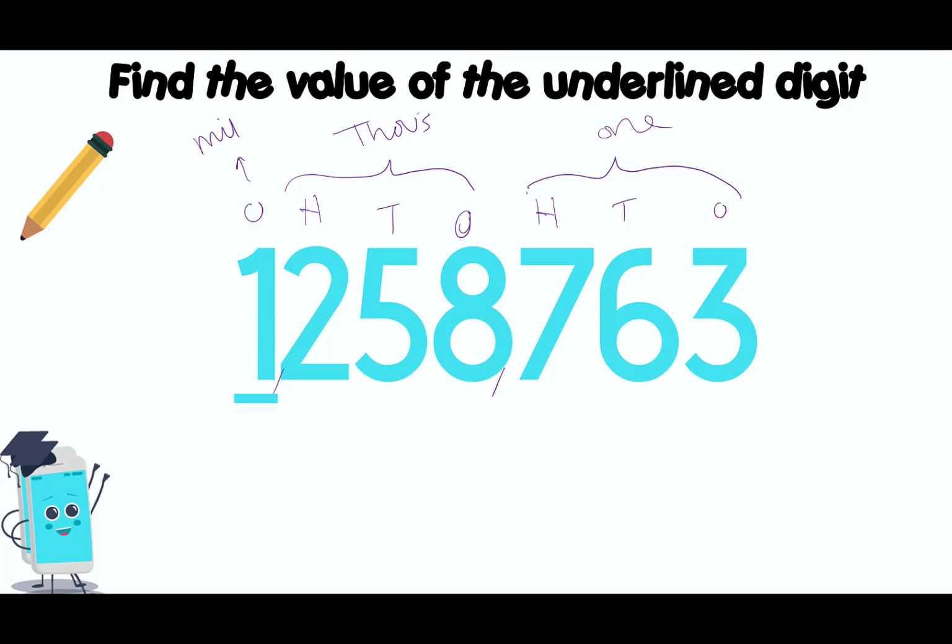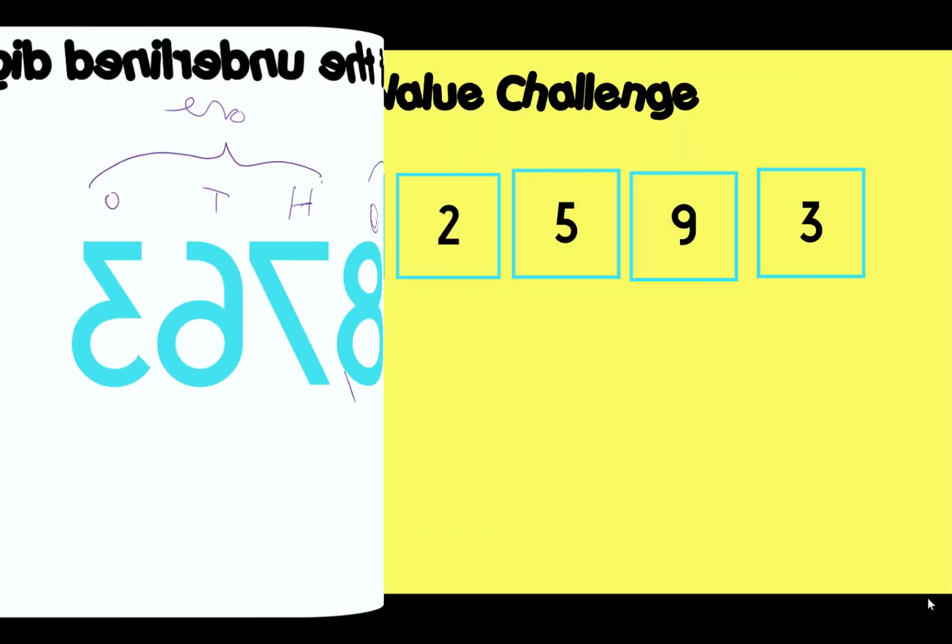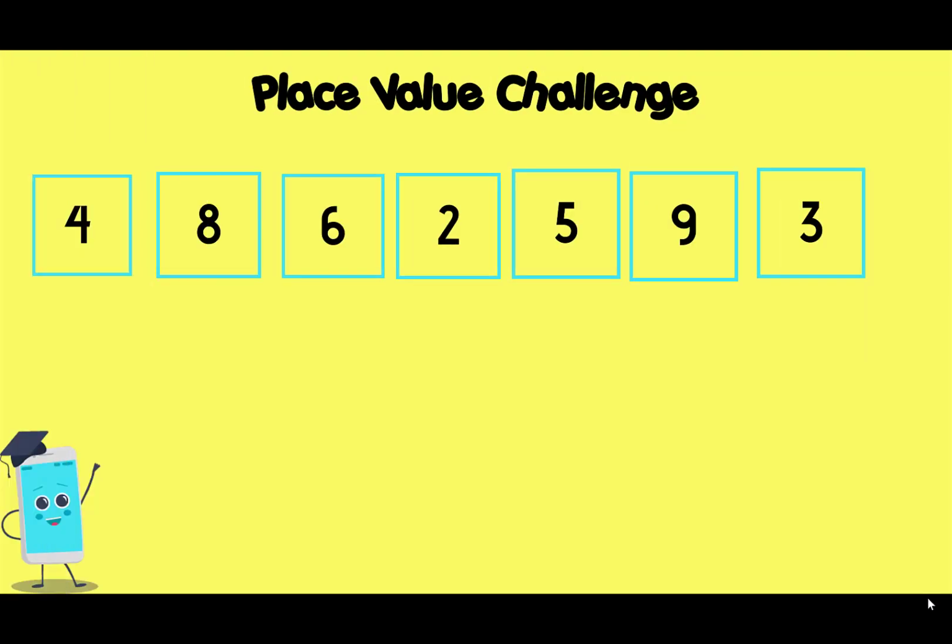So I'm going to move on to my next activity. So pause if you want to do this activity on underline the digit, or stay with me if you want to move on to the next activity. So for your place value challenge, I want you to think about how you could arrange these 7-digit cards so that you could make the smallest number possible and the largest number possible.